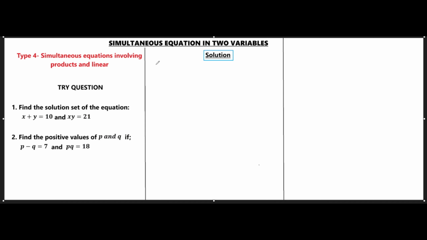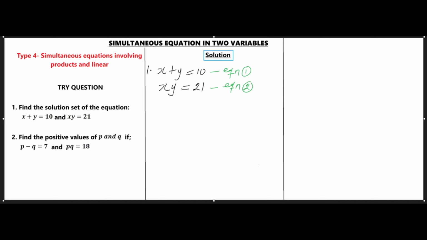So this is question 1. Okay, so let me write the two equations. This is the linear equation, x plus y equal to 10, and this is the product equation. Product means multiplication, so the two variables are multiplying. xy is equal to 21. So this is our equation 1, and this is our equation 2.